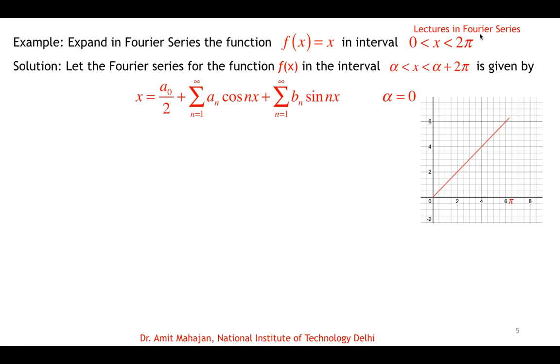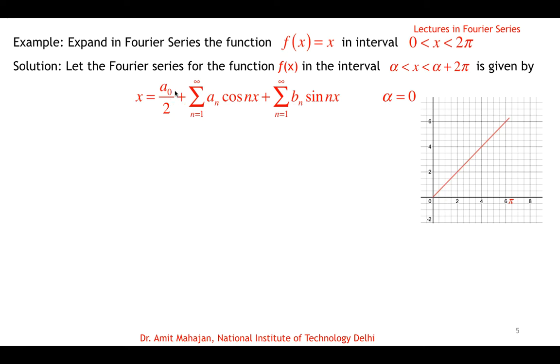because the period is 2 pi, and we know the expansion that f(x) is equal to a naught by 2 plus summation a n cos nx plus summation b n sin nx, and if you compare these two then you will see that alpha is 0 here. Then we just need to find out these constants, a naught, all the a n's and all the b n's. So infinite constants are there, but Euler's formula allows us to calculate them easily.